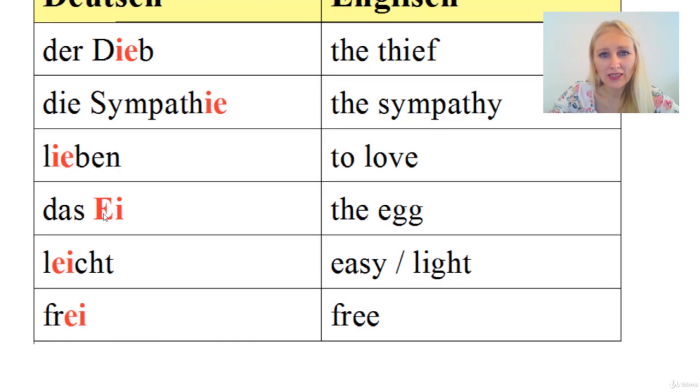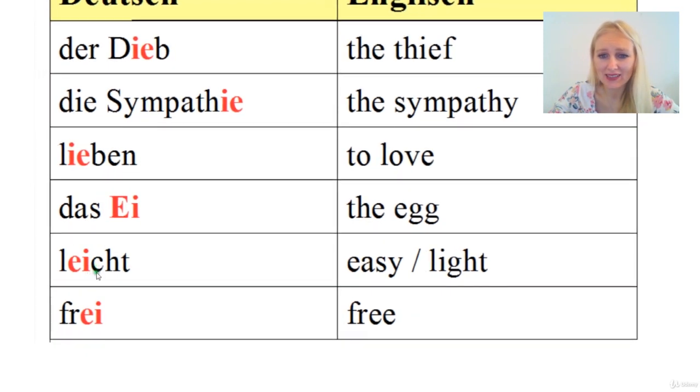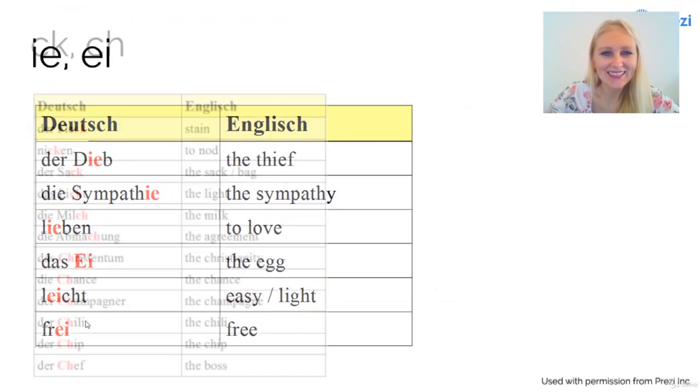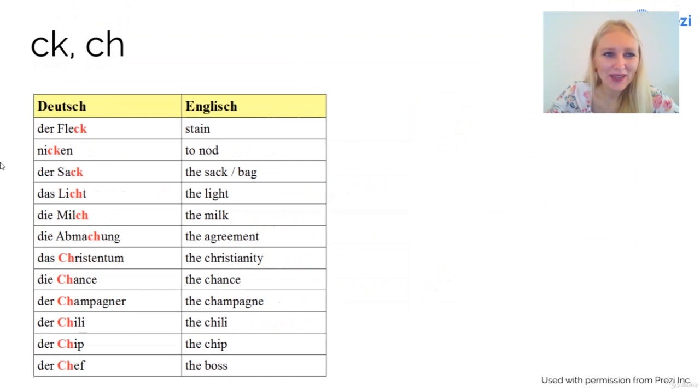Then we have the combination EI, das Ei, the egg, das Ei. So it's pronounced the same as the English I, like I do this and that, right? It's just das Ei. This is how we pronounce it, no matter whether it's at the beginning, in the middle, or at the end of a word. Just as with IE, we pronounce it as I, leicht. Okay, leicht, that's easy or light. Und frei, frei is free. Okay, frei. Then the next page.